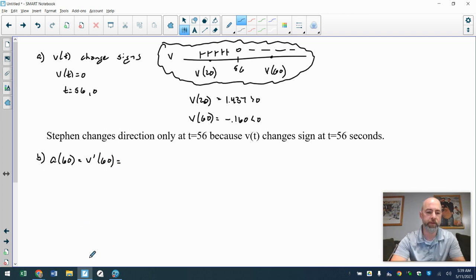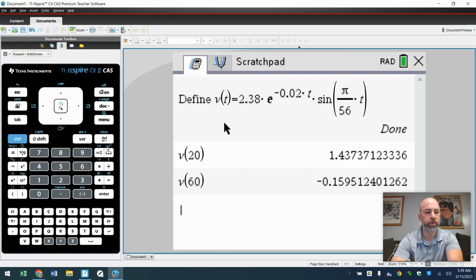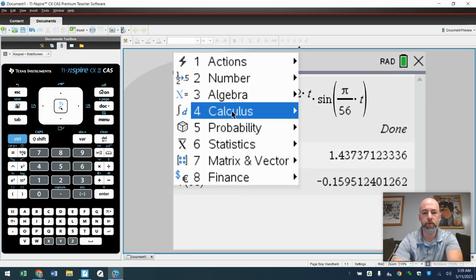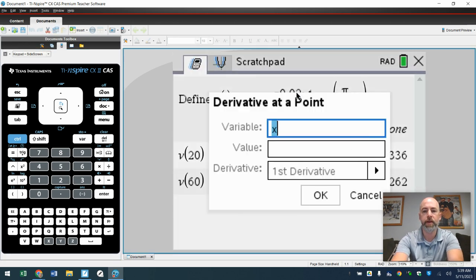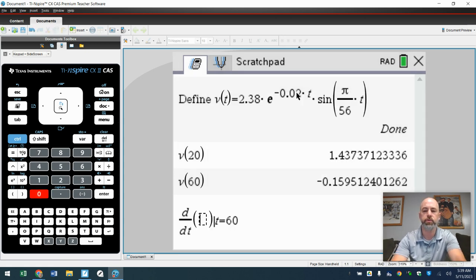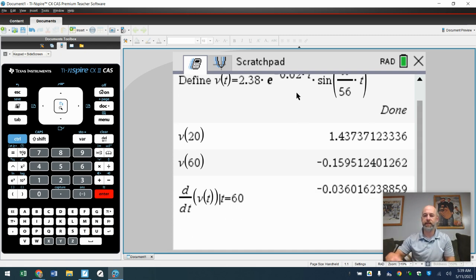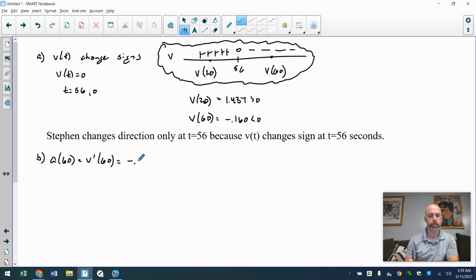And now I'll go to my calculator and we'll use that trusty derivative at a point command. Menu, calculus, derivative at a point. I'm using the variable t. T is 60, the first derivative of v of t, and I got negative 0.036. Okay, so there is the acceleration.